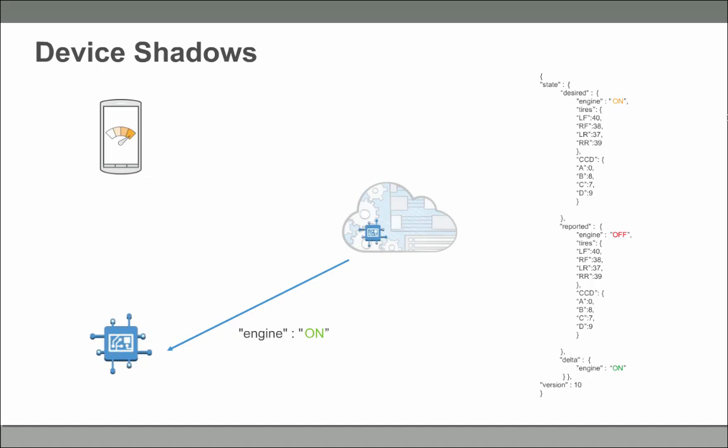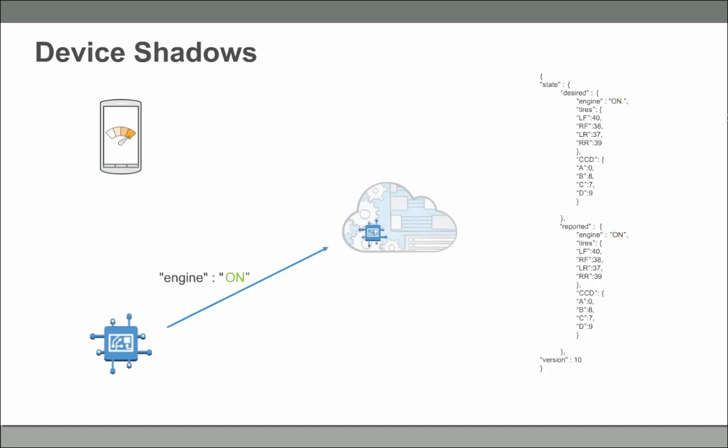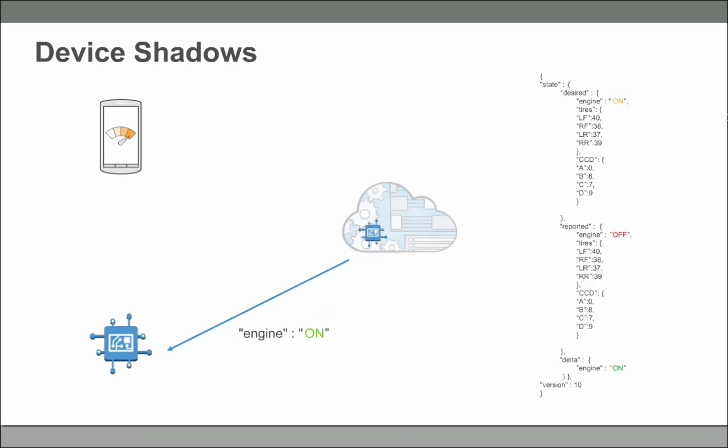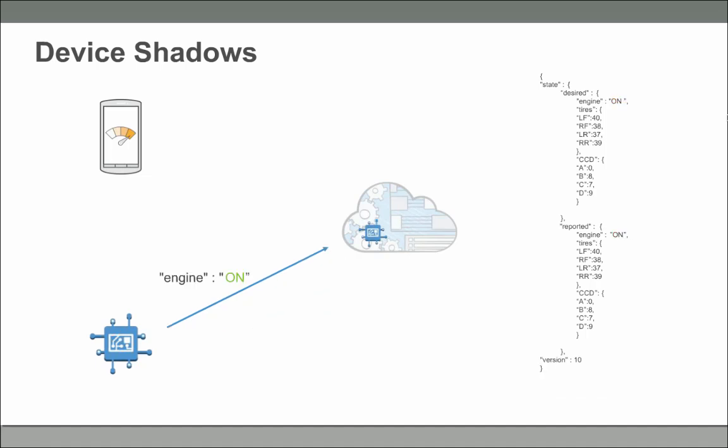And you can notice that none of the other state document went down to the device. It's just what it needs to know, what it actually needs to act upon. And so in this case, we're going to say the device turns the engine on, and then reports back, my reported state is on. And you can see the difference between these two is that then resolves the delta, and the state document is happy, it's in sync, and there's nothing left for the device to do.